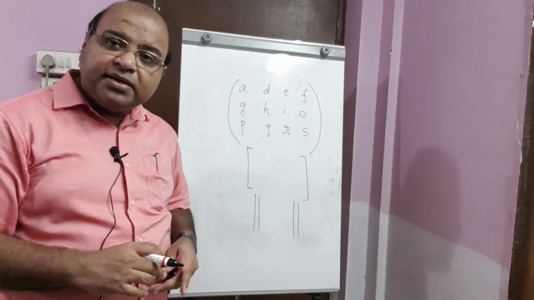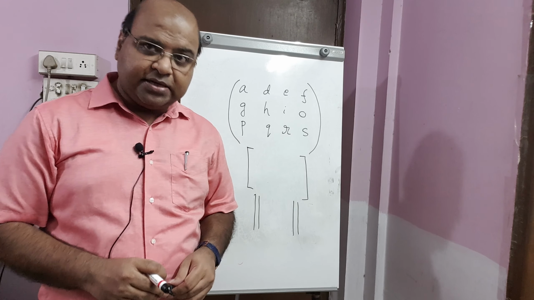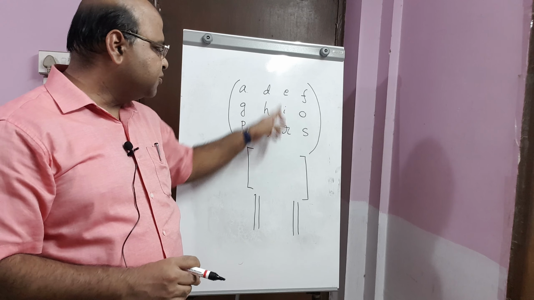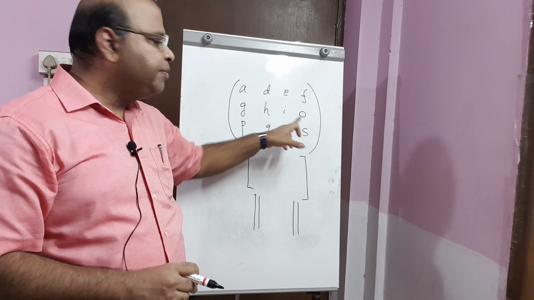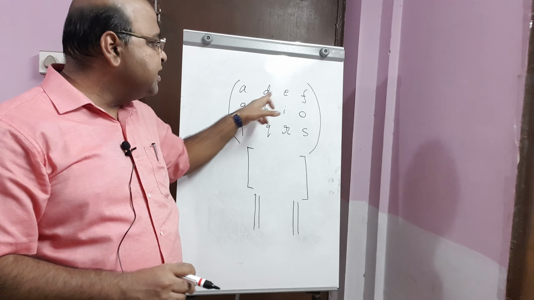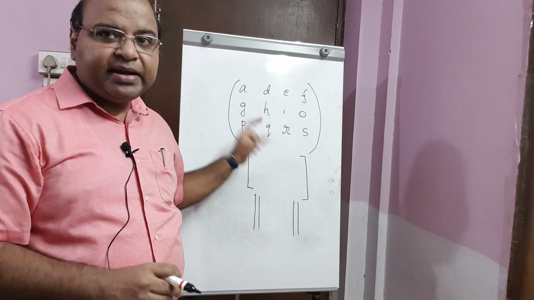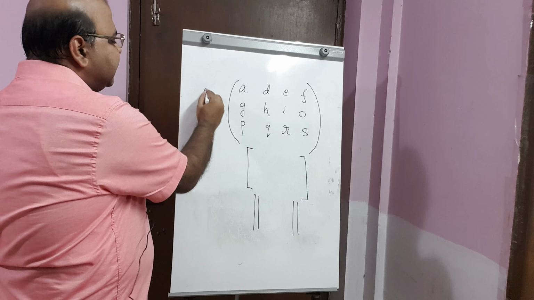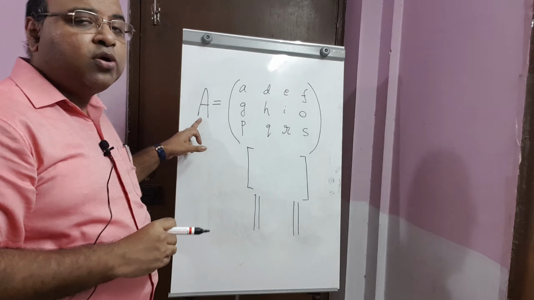So basically a matrix stands for a rectangular arrangement of certain objects in some rows and in some columns. And the objects are termed as the elements of the matrix. So here A, D, E, F, each of these alphabets are the elements of this matrix, and we represent the entire matrix by some capital letters, say A, B, C, like this. Whenever we have to name a matrix, we shall use a block letter, a capital letter.